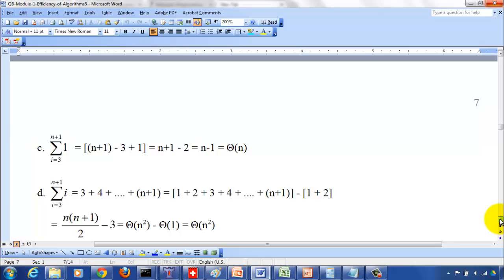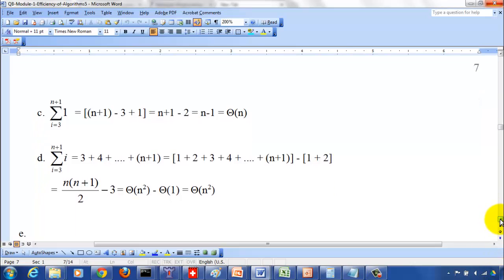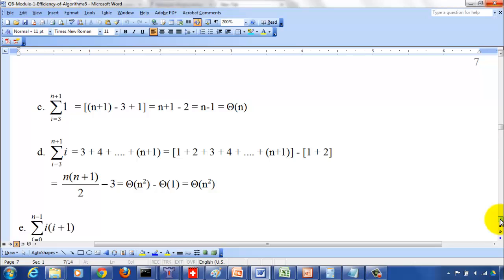Then we have sigma i equals 3 to n plus 1 of i. Now we can apply the limits for values of i and see where the function grows. So it is 3 plus 4 plus so on up to n plus 1. You can see I am lacking 1 plus 2. If I introduce 1 plus 2 here, I can write it as 1 plus 2 plus up to n plus 1, minus 1 plus 2. So that is n plus 1 times n plus 2 over 2 minus 3, which is theta of n squared, plus a constant, but it is theta of n squared.